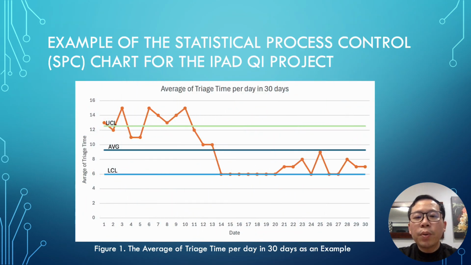This is an example of what the SPC chart looks like when you finish it. You will see the average patient waiting time and the upper and lower control limits. From day 1 to day 14, before implementation, you see the average time the patient waits is higher. After implementation, there are 7 consecutive points around 6 minutes. That demonstrates the implementation improved and reduced the waiting time.